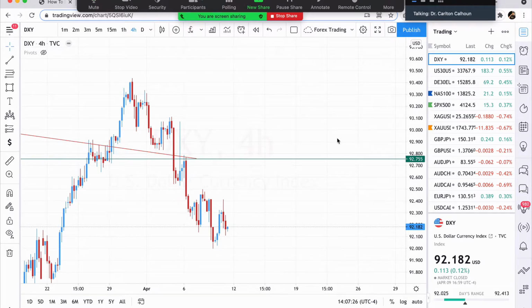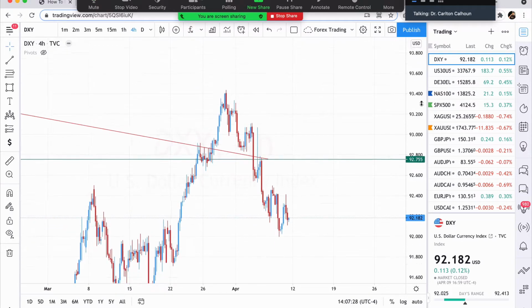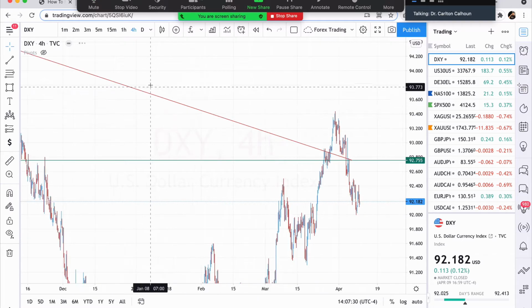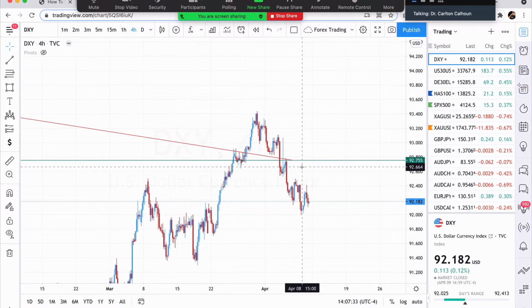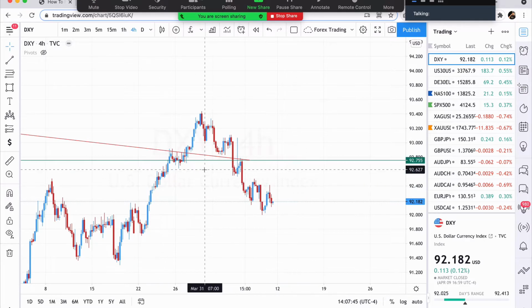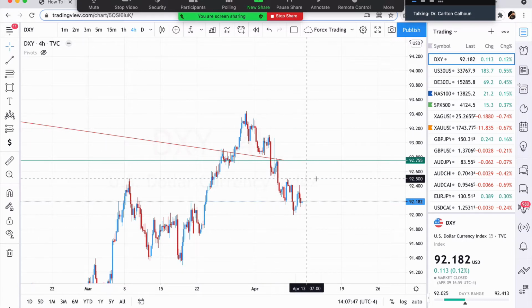Last week we started looking at the DXY, and I mentioned the fact that the DXY was in a strong downtrend. I also mentioned that theoretically, because the US dollar was getting weaker, anything where the dollar was the primary pair theoretically should have been bearish. So the DXY continued in that downtrend.